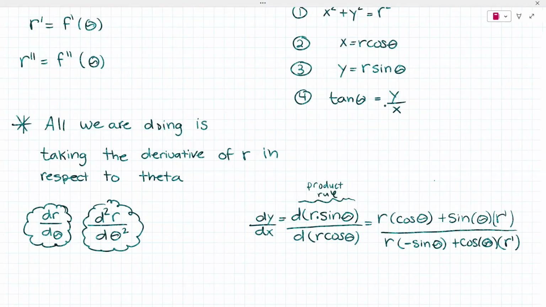If you recall, product rule is f prime of g plus g prime of f. And over here, my f would be r, and then my g would be sine theta. Okay, and then if you take the product rule, you get this. The same thing here. Your f is r and your g is cosine theta. Product rule, you get this.